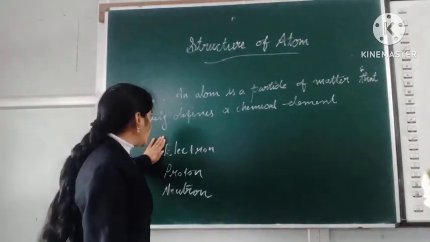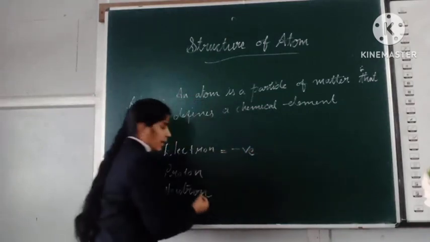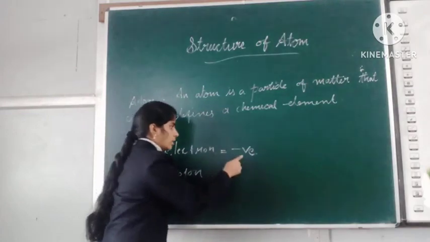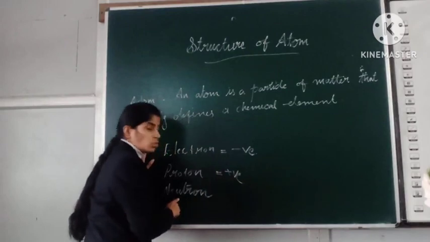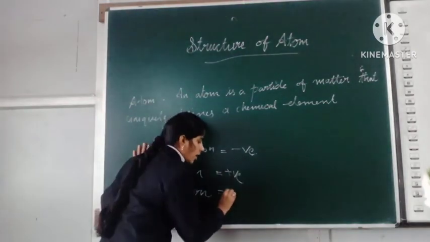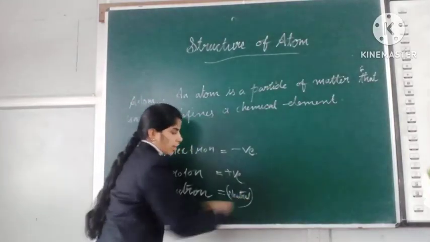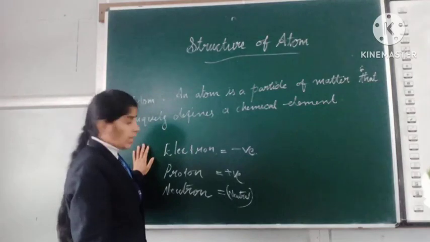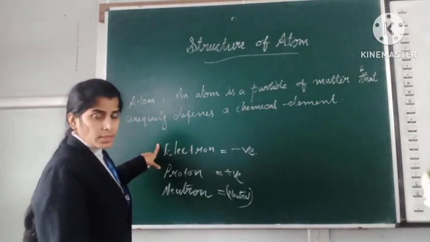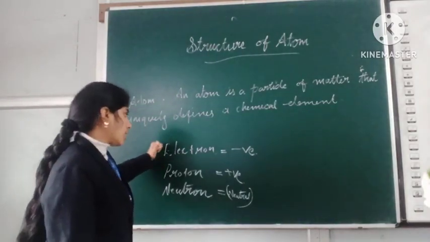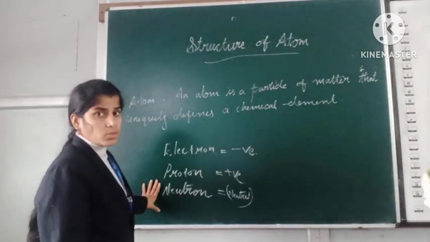The electron carries a negative charge, the proton carries a positive charge, but the neutron doesn't have any charge; it is neutral. There is no charge. Clear? Now, the first subatomic particle of an atom is the electron, the second subatomic particle is the proton, and the third subatomic particle is the neutron.